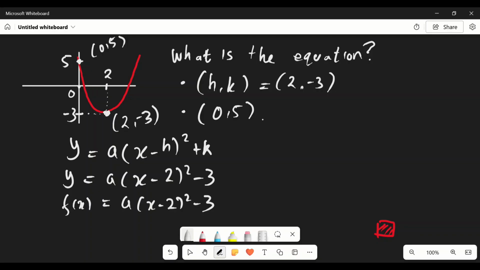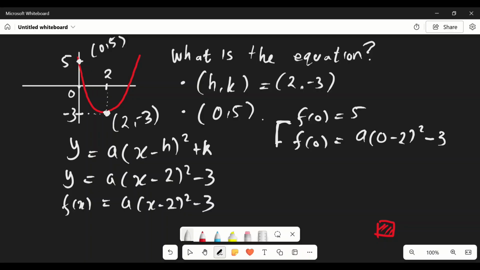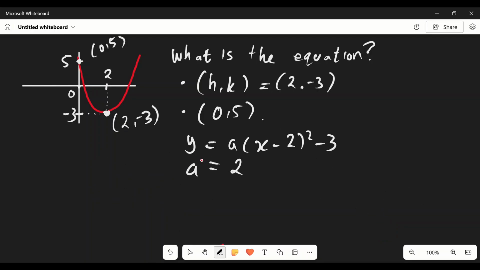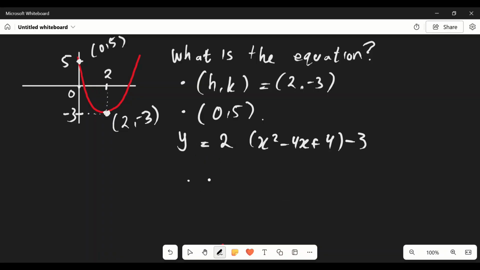At the point x equals 0, the value of f of 0 equals 5. And we know that f of 0 also has this form. Then we can combine these two. There we have the value of a equals 8 over 4, or just 2. Then we substitute a into the equation. We expand this a little bit. We simplify this again. And therefore we get the answer.